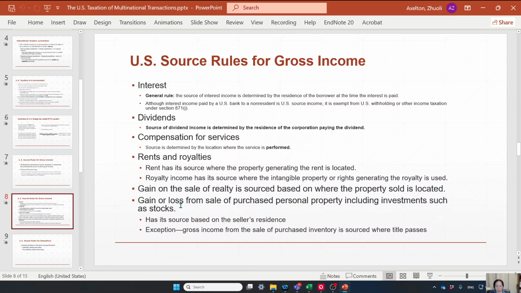And a gain on sale of property is sourced based on where the property sold is located. A gain or loss from the sale of purchased personal property, including investments such as stocks, has a source based on the seller's residence. The exception is gross income from the sale of purchased inventory, which is sourced where the title passes. Again, why the sourcing rule matters is because we have to determine the correct portion of the foreign source for the calculation of foreign tax credit.